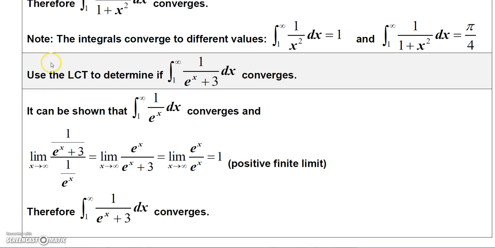Okay, so that's pretty much it on these improper integrals, and I believe that's all I have for these problems on integration techniques.